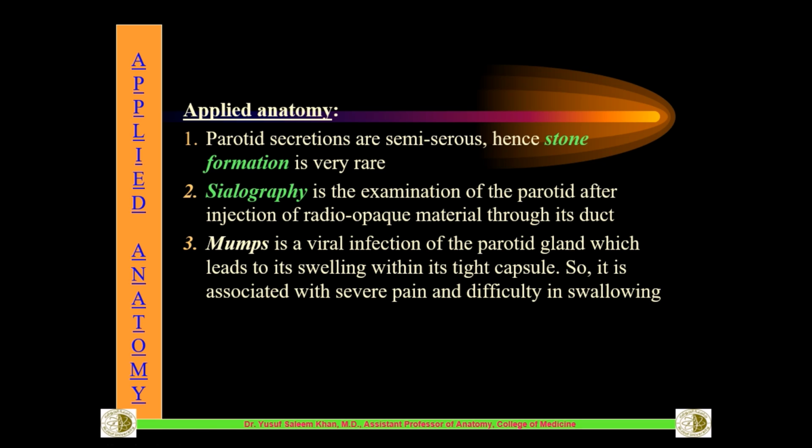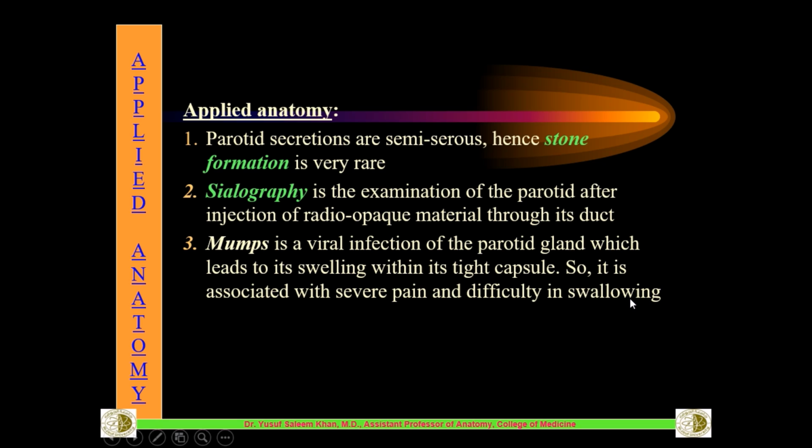The important feature of this is in case of mumps. There is a viral infection of the parotid gland called mumps, which leads to swelling of the gland within its tight capsule. The parotid gland has a very thick capsule around it. So even if there is slight enlargement because of infection or something else, there will be severe pain. So it is associated with severe pain and difficulty in swallowing.